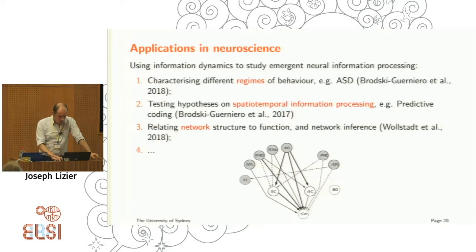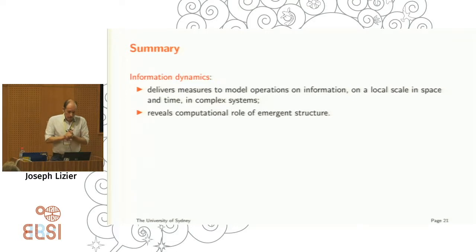And we've been able to do a whole pile of things there, including characterizing different kinds of brain dynamics in different conditions. For example, we looked at autism spectrum disorder and saw very different information storage dynamics there compared to controls. But it's probably time we should finish up. So if you're interested in brain dynamics, we can talk more about that later on.